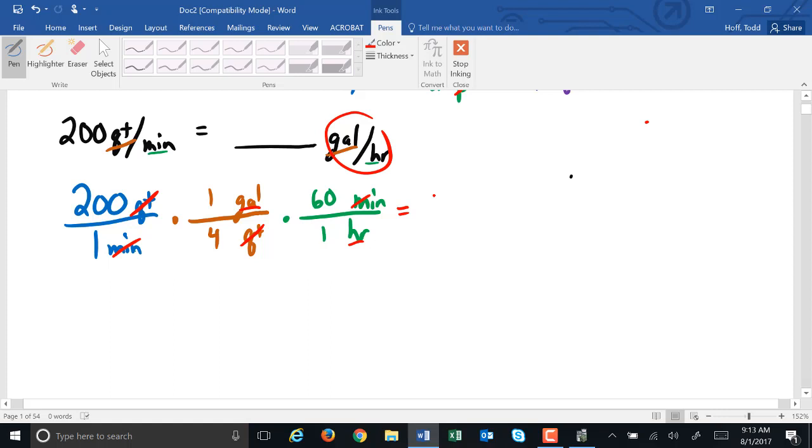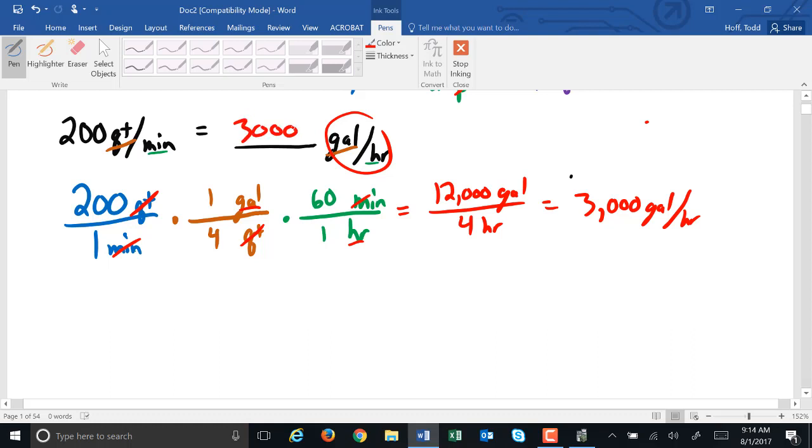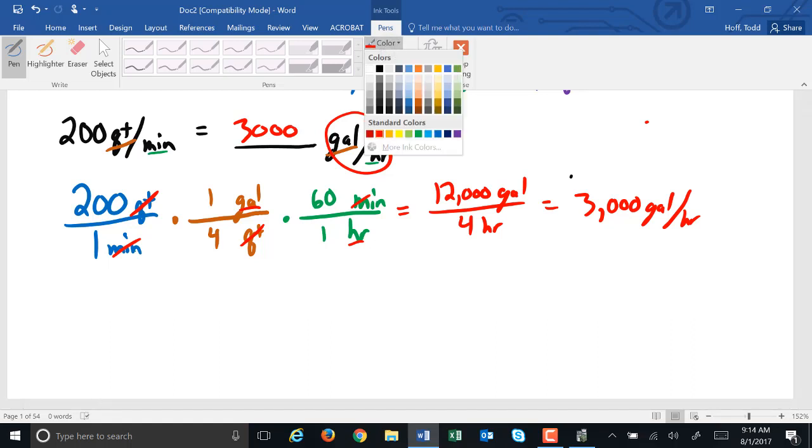200 times 1 gallon times 60 is 12,000 gallons. And on bottom, 1 times 4 times 1 hour is 4 hours, which divides out to be 3,000 gallons per hour. Any questions so far?